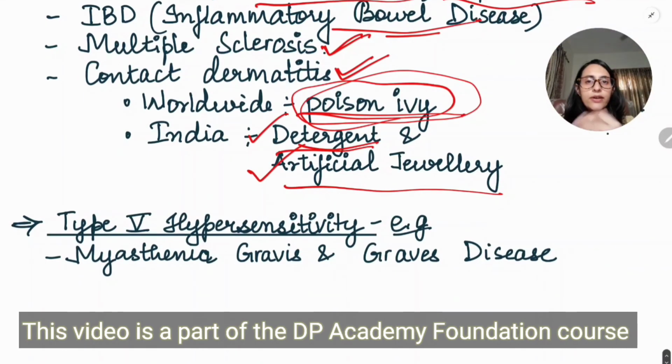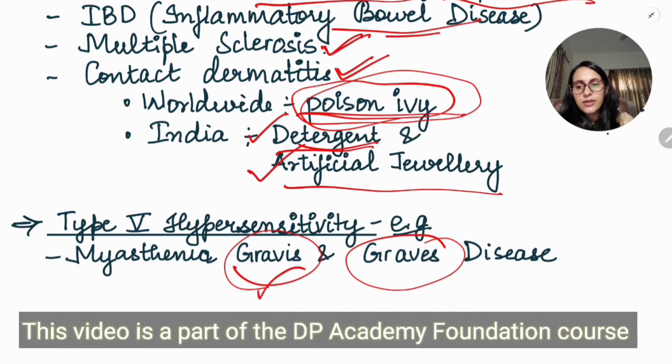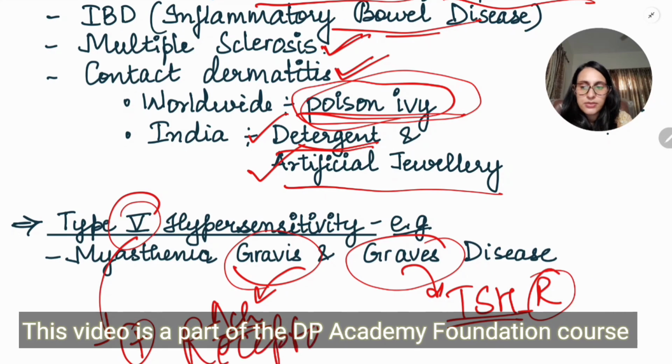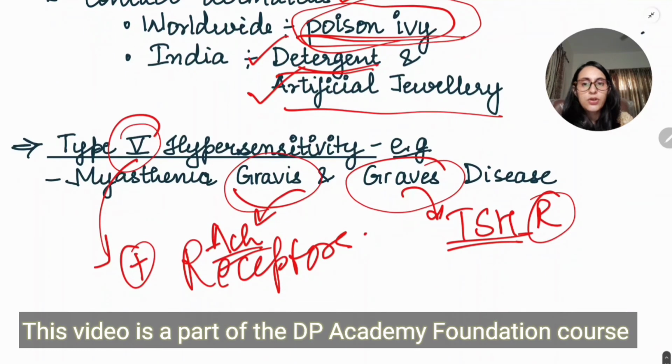Type 5 hypersensitivity, we have already discussed all the Graves, such as myasthenia gravis or Graves disease. In myasthenia gravis, the antibodies are against the acetylcholine receptor, and in Graves disease, antibodies are against the TSH receptor, and they in fact stimulate the TSH receptor, and therefore more thyroid hormone is produced, and it is hyperthyroidism. So basically, in type 5 hypersensitivity, antibodies are present against the cellular receptors, not the molecule, it is the receptor.